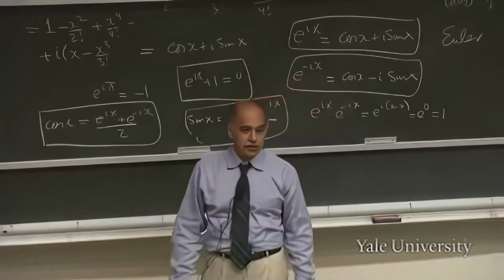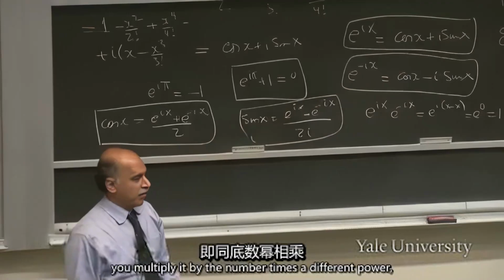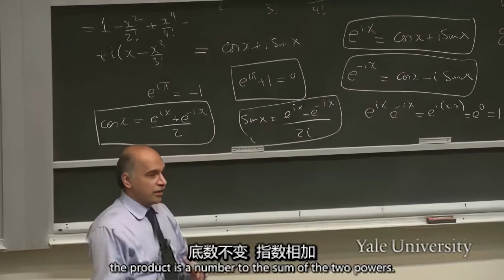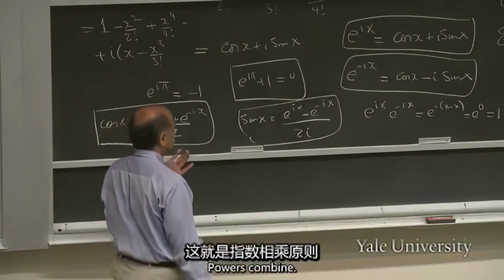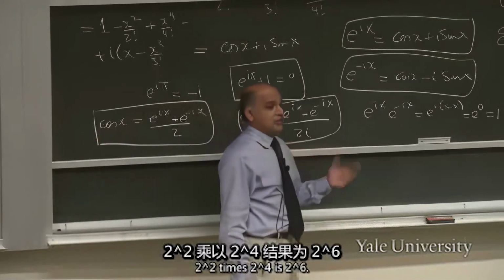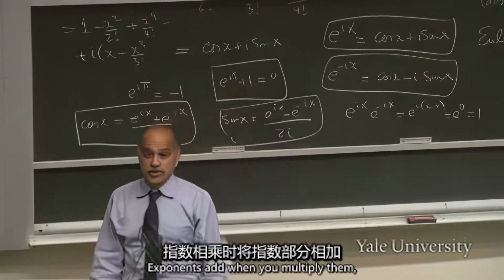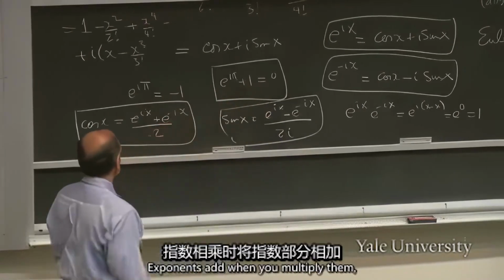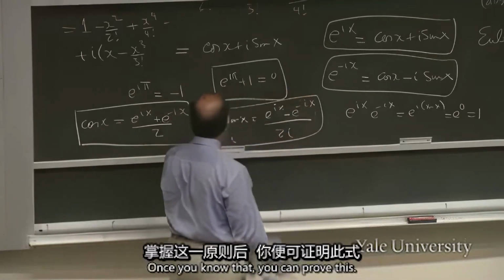So when you raise a number to a power, and multiply it by the number raised to a different power, the product is the number to the sum of the two powers. Right? Powers combine. 2 cubed times 2 to the 4th is 2 to the 6th. That's true for 2, it's true for e, it's true for everything. Exponents add when you multiply them. That's why e to the ix and e to the minus ix combine to give you 1. Once you know that, you can prove this.